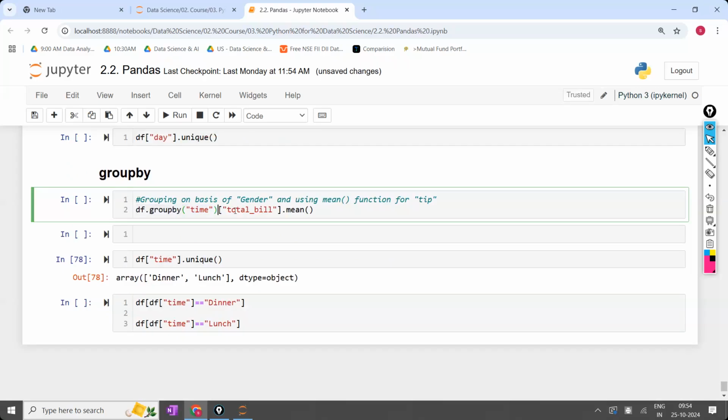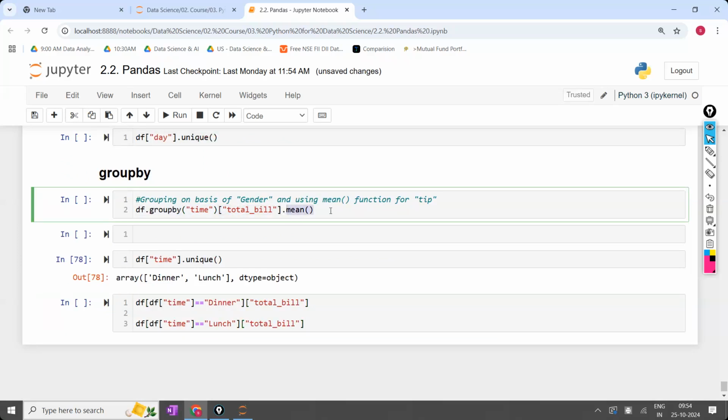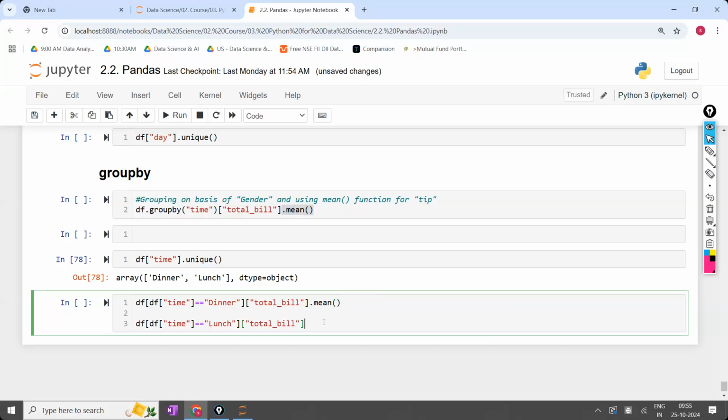After this, what is the meaning of this one? In each group, total bill is selected. In this group also total bill is selected, and in this group also. Dot mean. What is the meaning of this? It is going to apply the mean value of the total bill. For this group it is applying mean, and for this group also. Now, 2 values you are going to get.